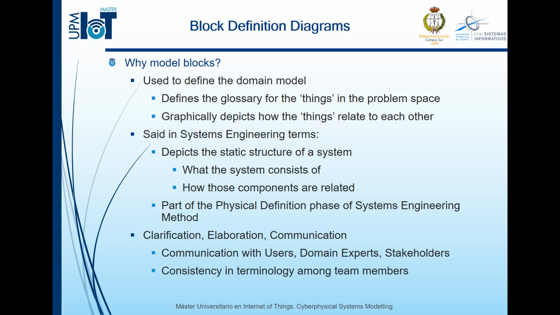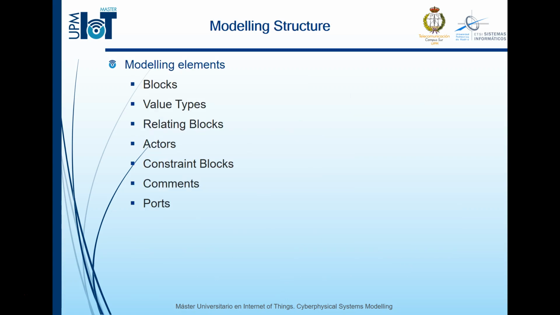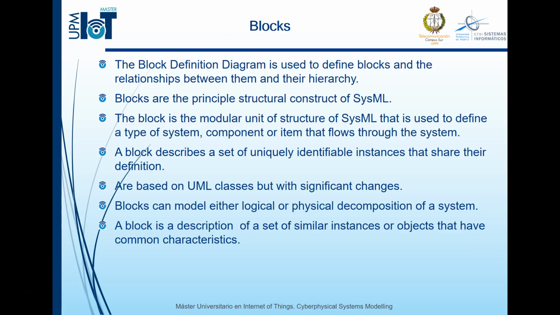And finally, why do we use this kind of diagram? Because based on that representation, we have a common language to communicate between users, stakeholders, and the engineers that develop these kinds of systems. These are the elements we are going to use today, the next day, and next Wednesday. At least we have six or seven components: blocks, value types, rating blocks, actors, constraint blocks, comments, and ports. So the next slides will explain all these concepts in depth.